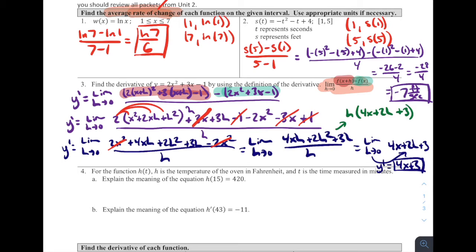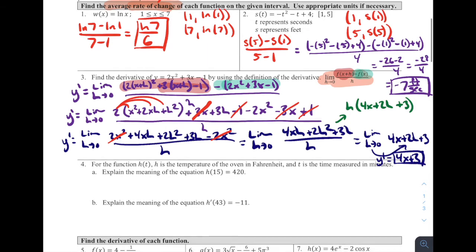And for those of you who have gone ahead, hopefully at this point, if we're doing review, if you remember our power rule and we think about the power rule for 2x squared plus 3x minus 1, if we applied the power rule for that, that would give us 4x plus 3. So we have a good way of checking and making sure that our answer here makes sense and agrees with the power rule for problem number 3.